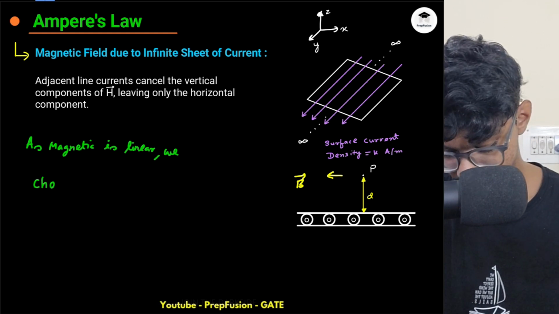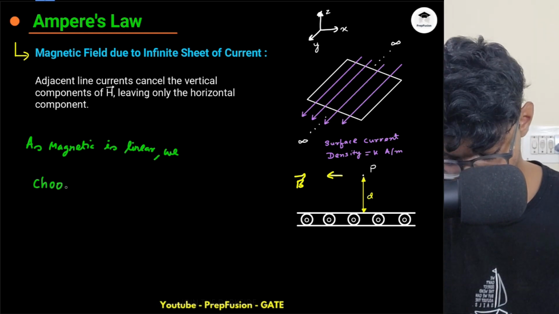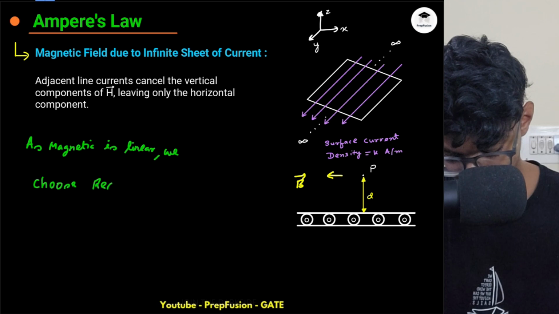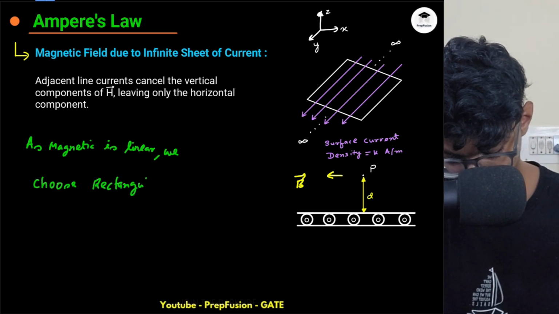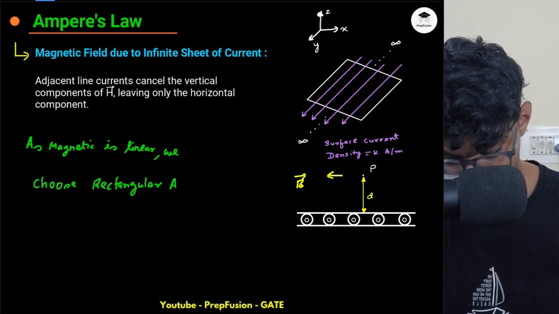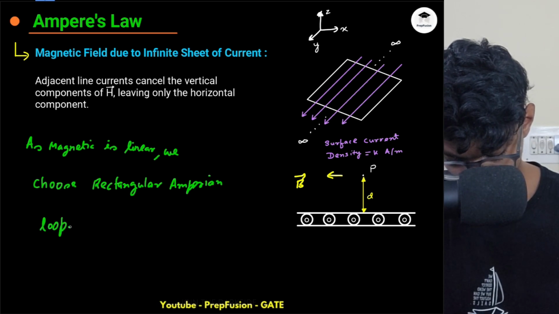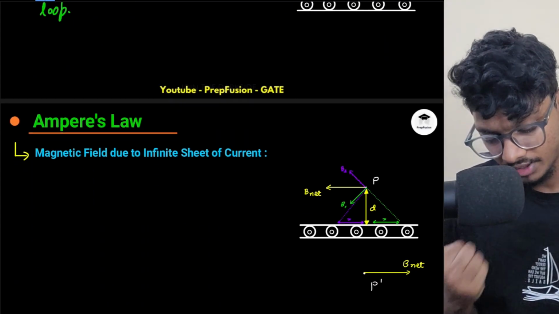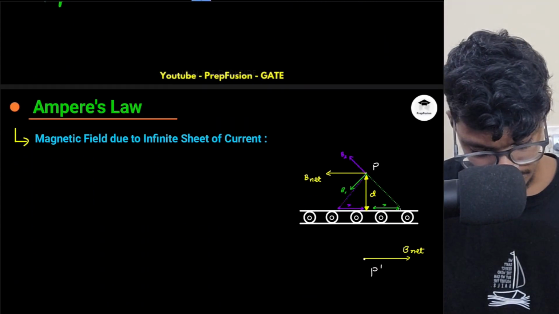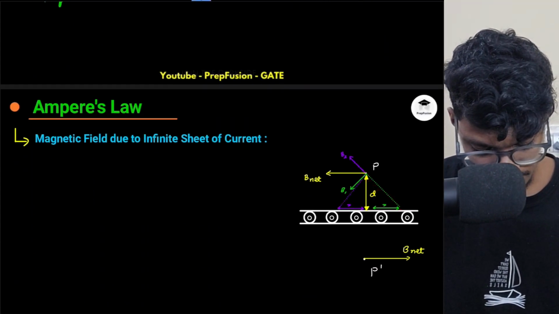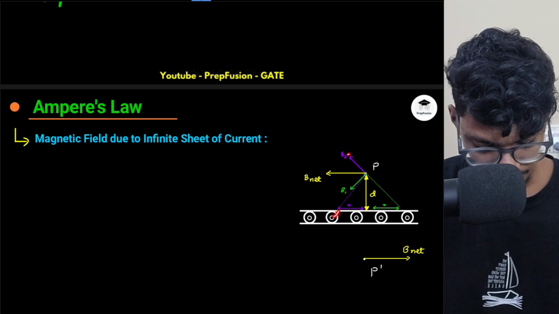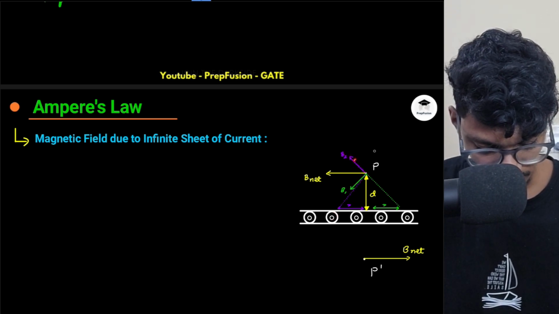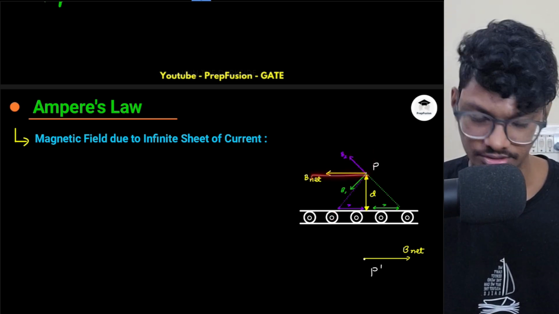So here what I can say is, we choose a rectangular Amperian loop. So if I choose a rectangular Amperian loop, how will I choose? So basically this is what I was talking about, right? Due to this component, the magnetic field will be somewhere here, and due to this the magnetic field will be somewhere here, and both of these will cancel the vertical components, only the horizontal component will be left.